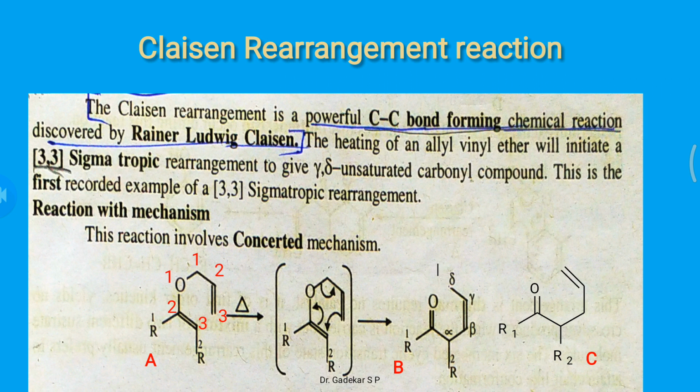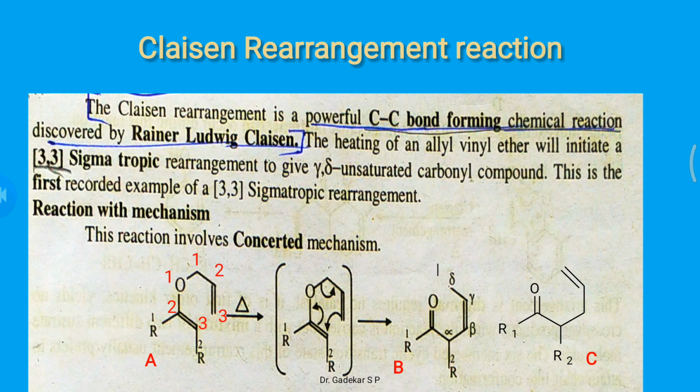This is a first order, 3,3 sigmatropic rearrangement reaction. Here, the 1,1 bond is broken and the 3,3 bond is formed. This is a pericyclic reaction, where one allyl group shifts to one side and another group shifts to the other.